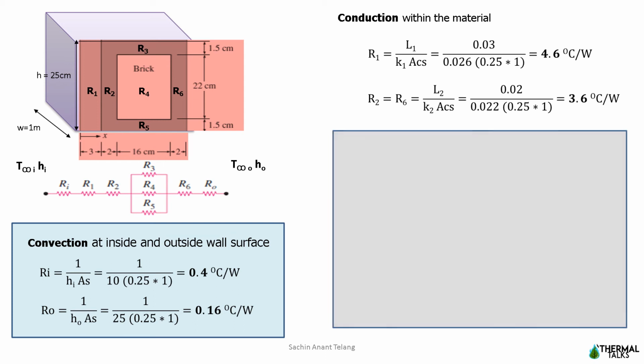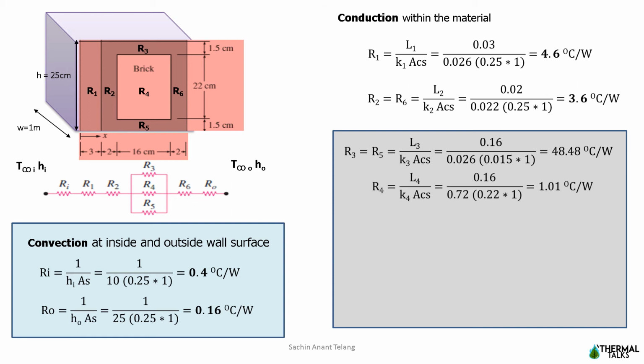Now the important part comes, the effective resistance. So I must calculate R3 and R5 now. R3 is again L over K into cross sectional area. Now L is nothing but the thickness, and the thickness is 16 centimeter. K is the thermal conductivity of plaster, 0.026. Now for the cross sectional area, think of the brick, now R3 is very small. It is only 1.5 centimeter and the width is 1 meter.